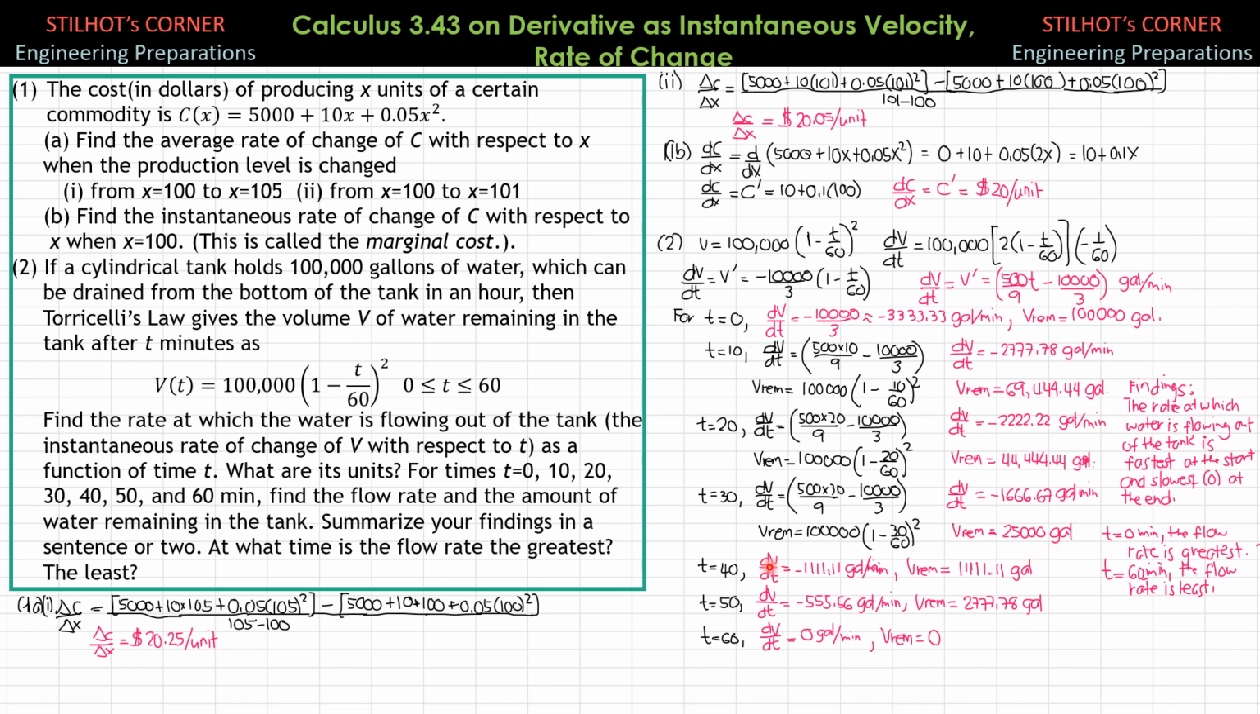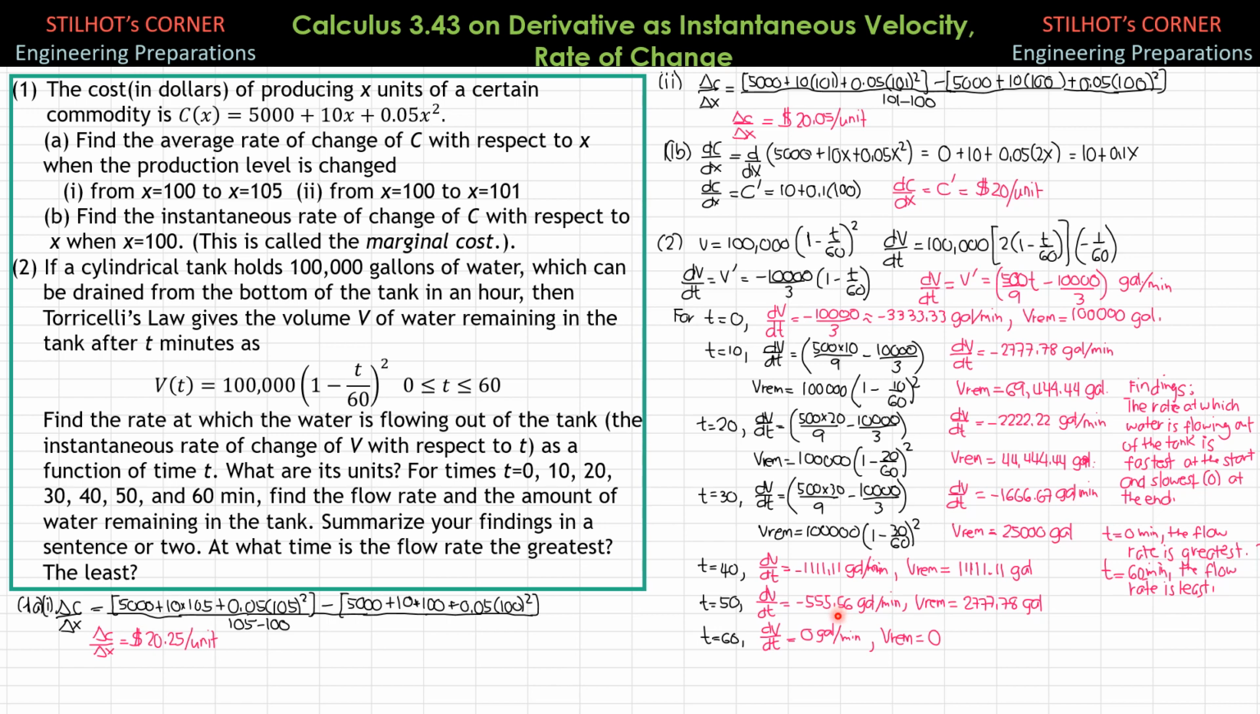When t is 40, you just substitute into the formula: negative 1,111.11 gallons per minute. For the volume remaining, into the formula also, t is 40, 11,111.11 gallons. It's just that the magnitudes are the same, just a coincidence. Then t is 50, dV/dt is negative 555.56 gallons per minute.